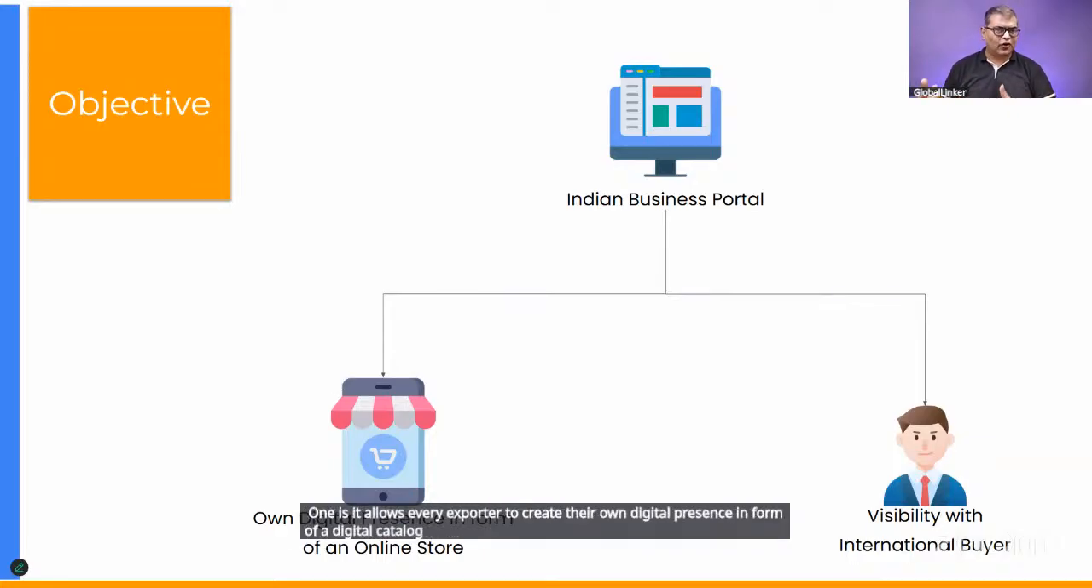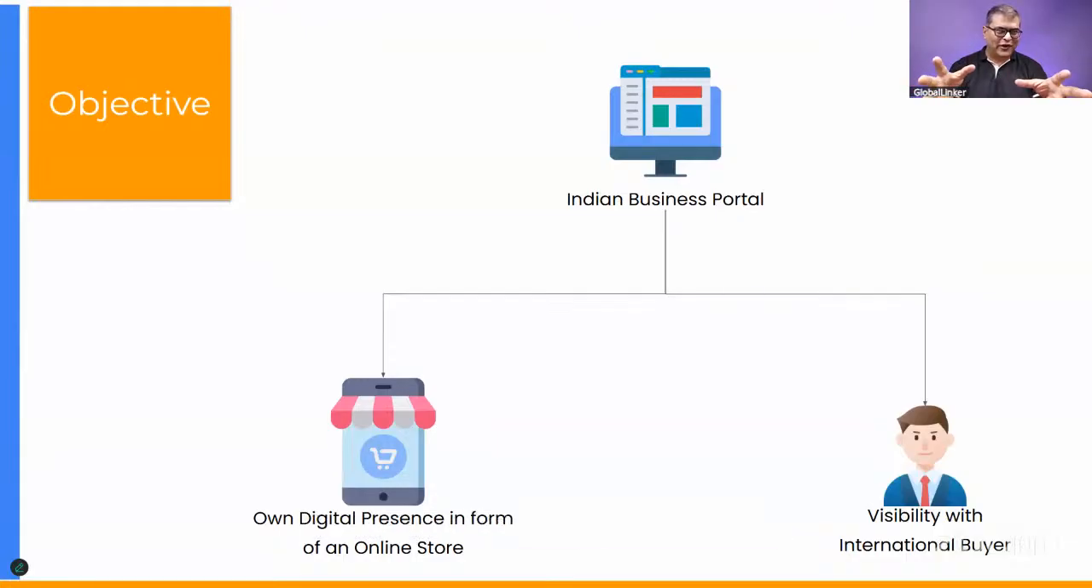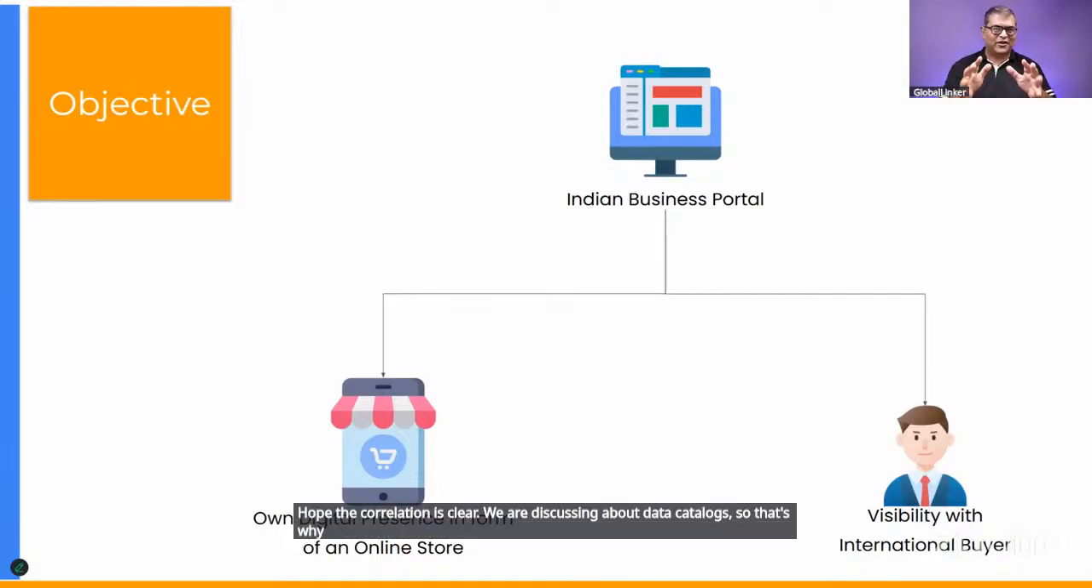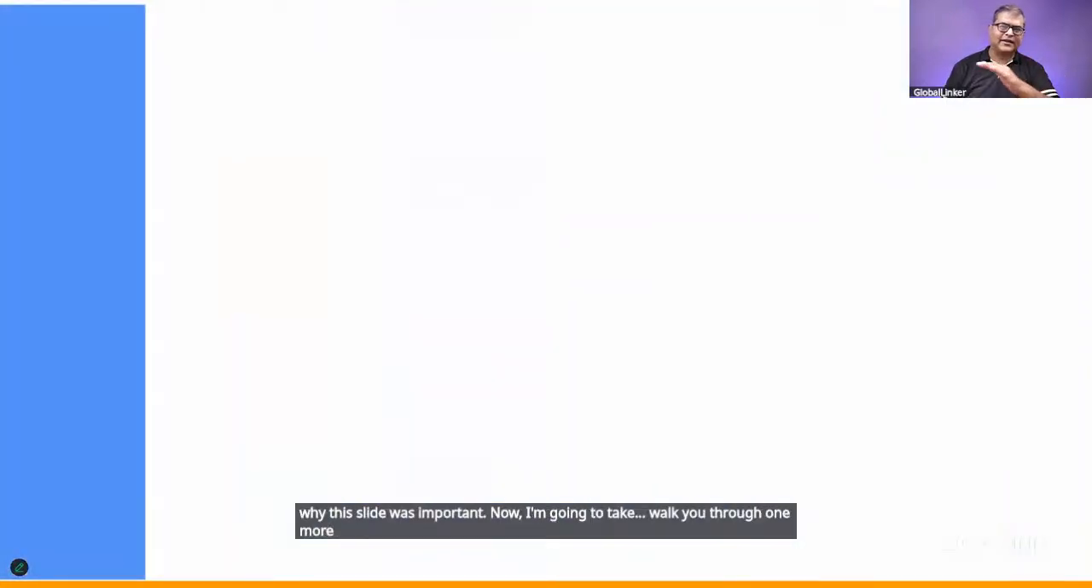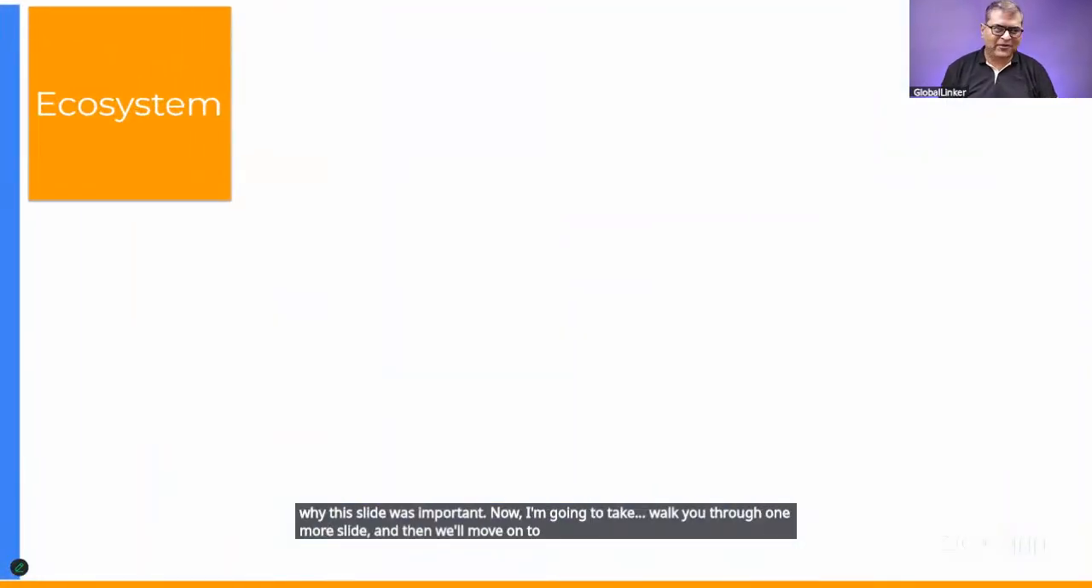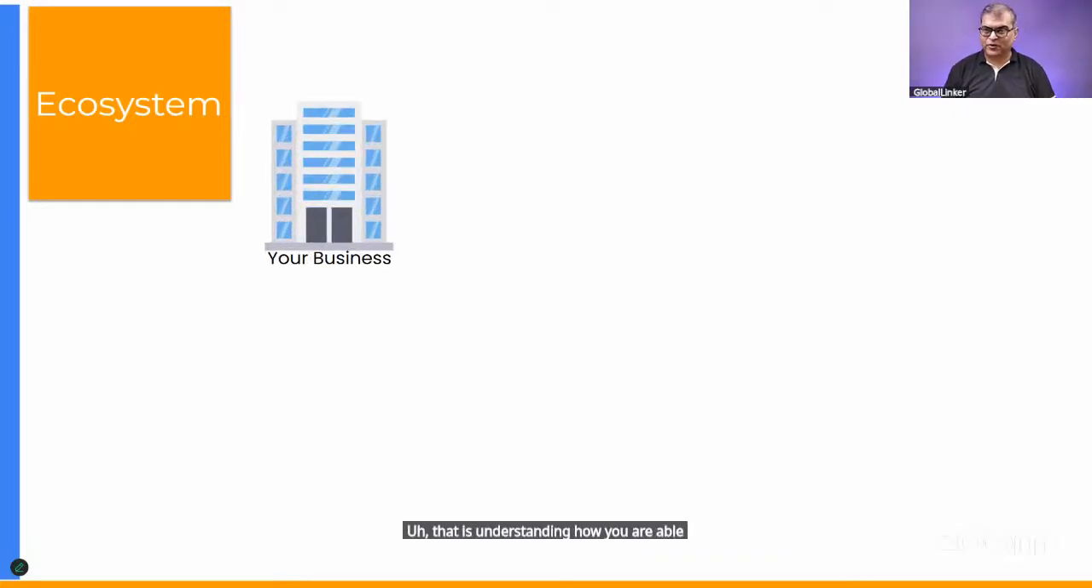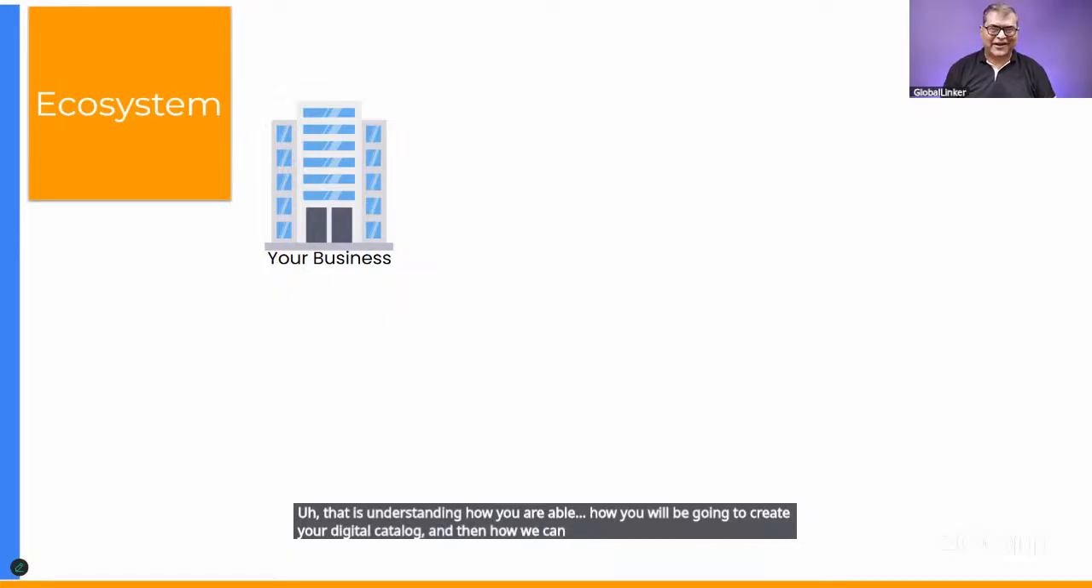And the second objective is to present you in front of international buyers. Now, hope the correlation is clear. We are discussing digital catalog, so that's why this slide was important. Now I'm going to walk you through one more slide, and then we'll move on to the main topic: understanding how you will create your digital catalog, and then how we can convert that into a winning catalog.